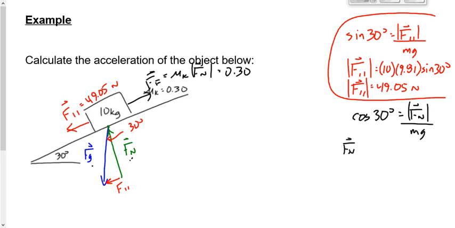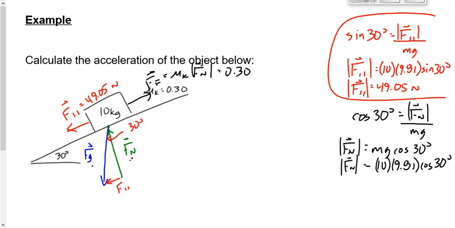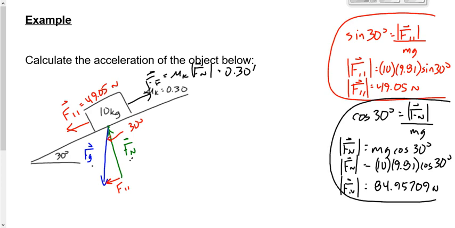So Fn is therefore going to be equal to m times g times cosine 30 degrees, or it's going to be equal to 10 times 9.81 times cosine 30 degrees, or Fn is going to be equal to 84.95709 newtons. Let's label that here.